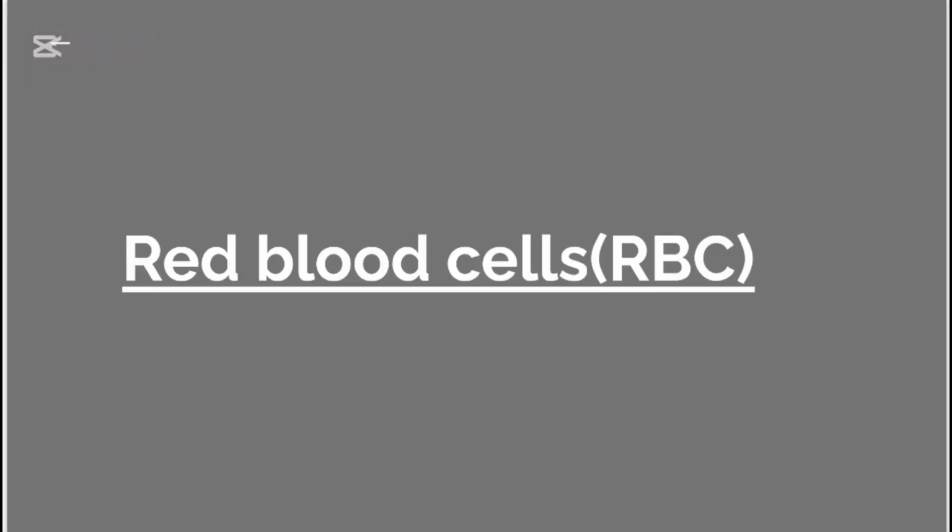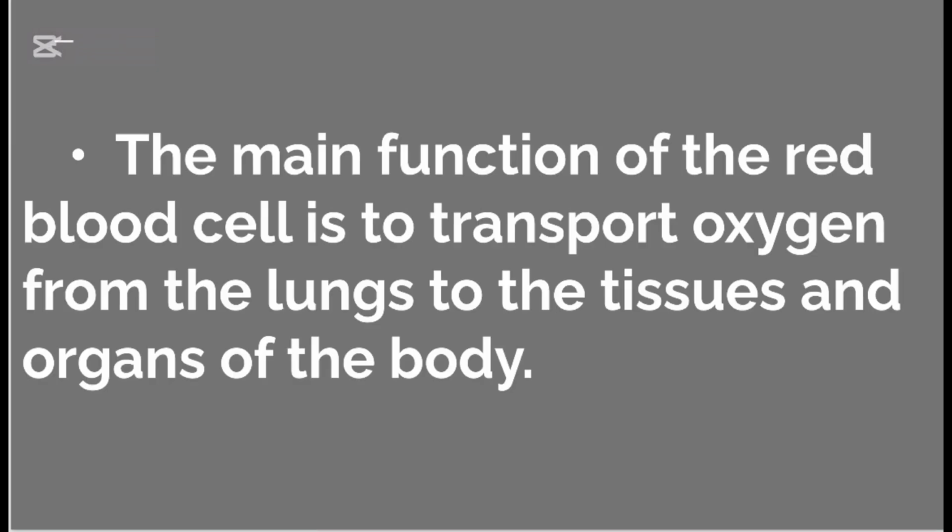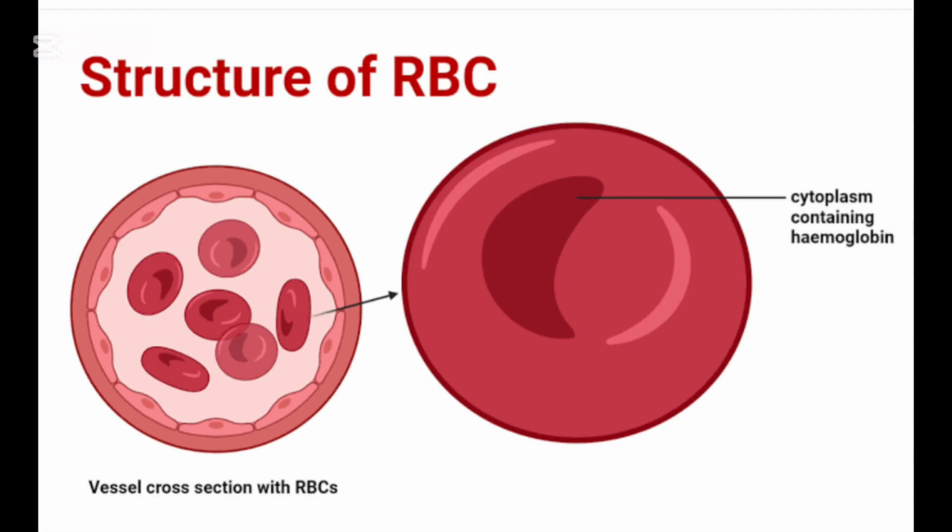What is the red blood cell? The red blood cell is a specialized cell which is present in the human body. It flows around the body to distribute oxygen to the tissues. Now, the main function of the red blood cell is to transport oxygen from the lungs to the tissues and organs of the body. Now, here is the structure of the red blood cell.